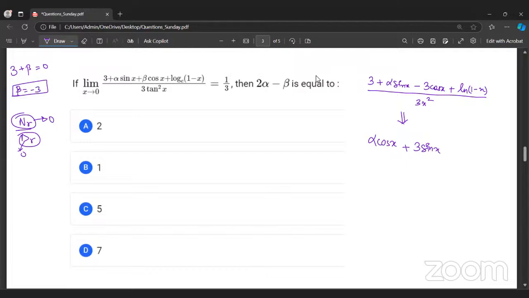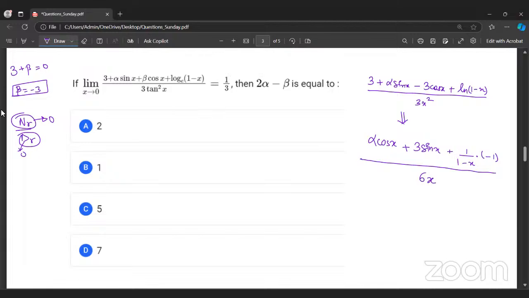How do you differentiate ln of 1 minus x? Anyone can tell me? Chain rule. Inside, it is 1 by 1 minus x, into the derivative of 1 minus x, which is -1. Yes, great, because you needed to differentiate 1 minus x. So this is how you do it. Whole divided by, tell me, 3x square. What is the derivative of 3x square? 6x.